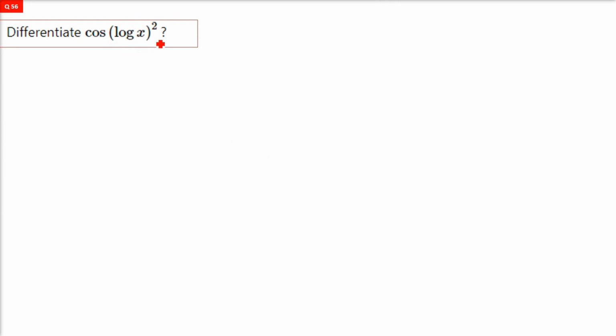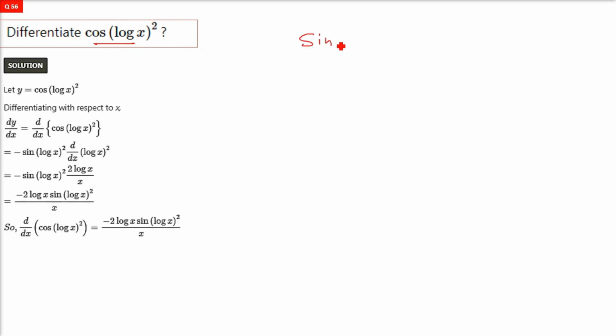Same thing with just a small twist. There is no special thing here. Just cos theta differentiation is minus sine theta. So the differentiation of cos of log x whole square is minus sine of log x whole square. Sine is cos, cos is minus sine. Remember. So sine log x whole square. Then we have to differentiate the log x whole square. It will be twice of log x, because y square differentiation is simply 2y. And then log x is what? 1 by x. Okay? Right?